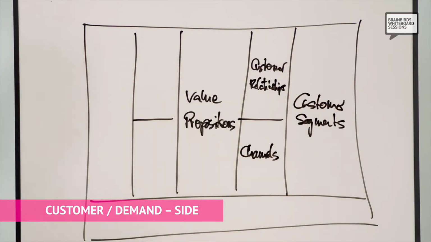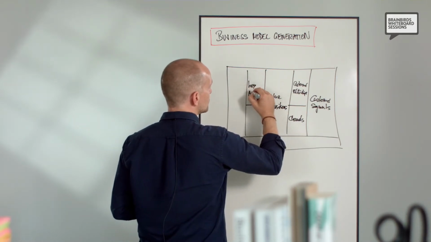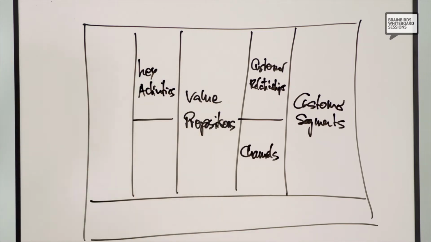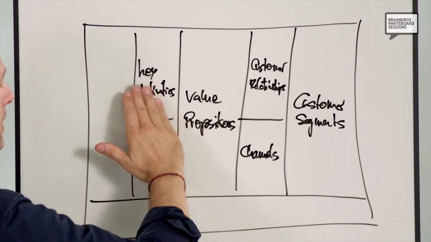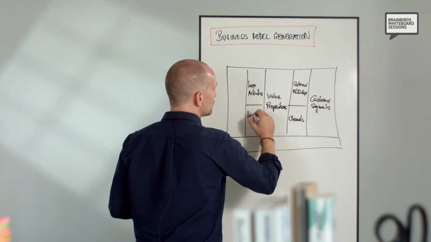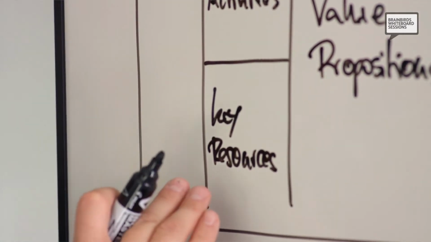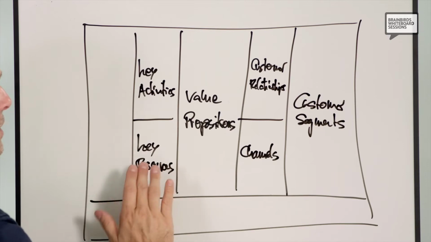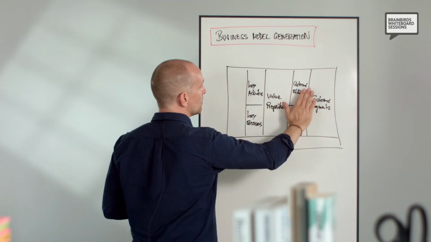On the other side, we have the production side with different factors. For example, key activities. This is things we need to do. For example, concept work, production work, selling, marketing our products. For this, we need key resources, which could be buildings, machines, and even staff. So resources we need to produce our products to be able to sell.